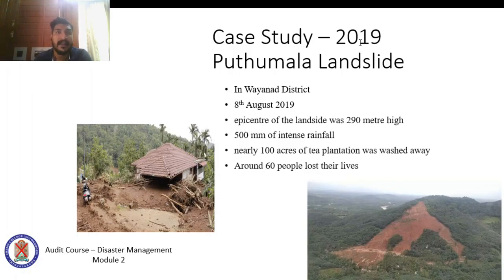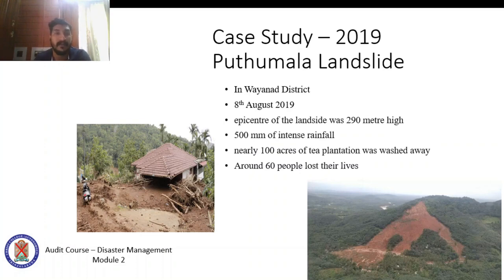And in Puthumala, nearly 100 acres of tea plantation was washed away in the massive landslide, and around 60 people lost their lives due to this landslide. There were many economic impacts due to this landslide, and based on the assessment of the Soil Conservation Department of the Wayanad district, around 25,000 hectares of area had lost the top fertile soil of 2 centimeters, which would severely affect agricultural production. Nearly 40 hectares of land was affected by the landslide or this landslip.